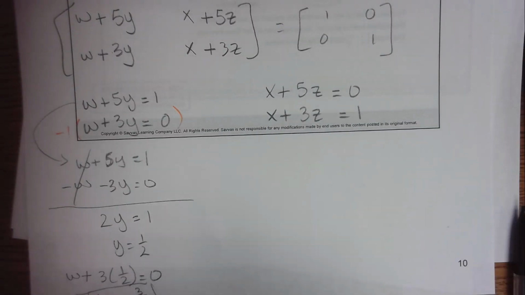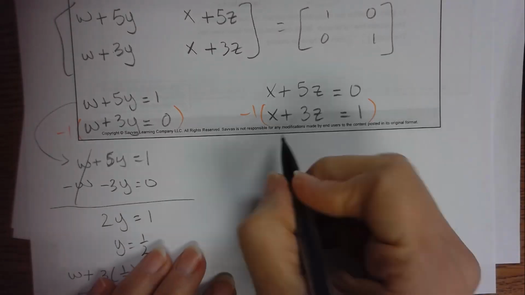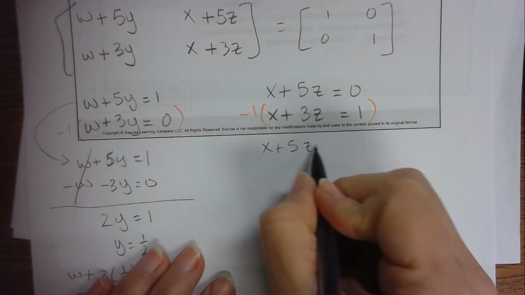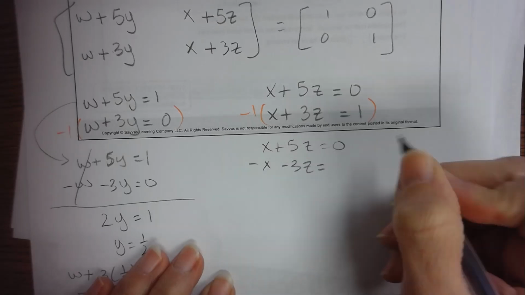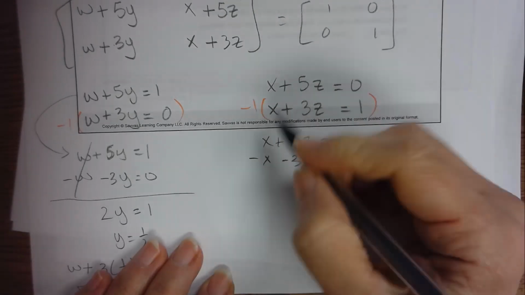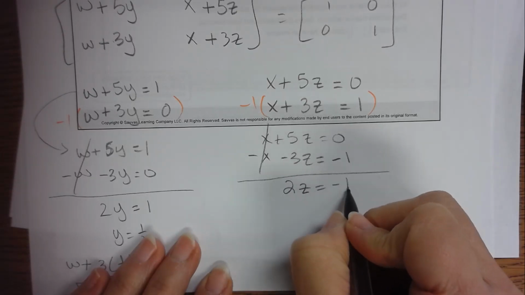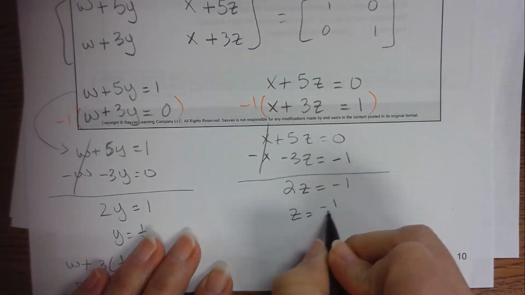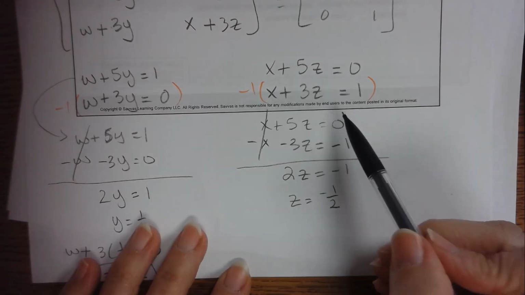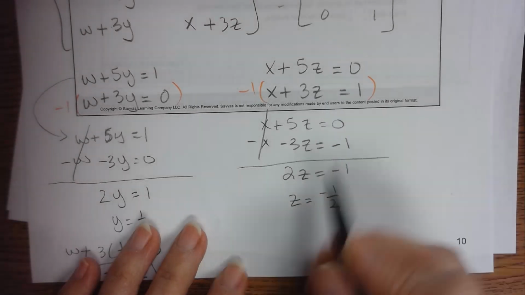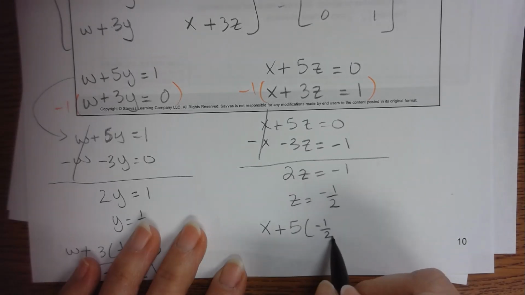Again, I'm going to eliminate here, multiply this by negative 1. So then we have X plus 5Z equals 0, and then I have negative X minus 3Z equals negative 1. Okay, this is eliminated. Then I get 2Z equals negative 1. So Z is negative 1/2. Okay, go back and find X. Substitute in either equation. And go with the top one. X plus 5 times negative 1/2 equals 0.